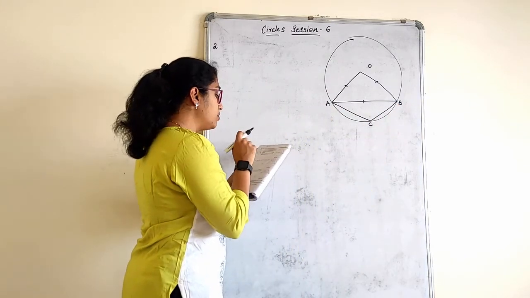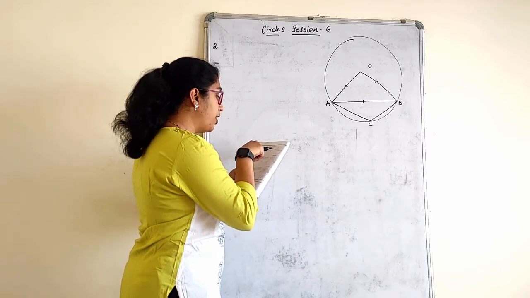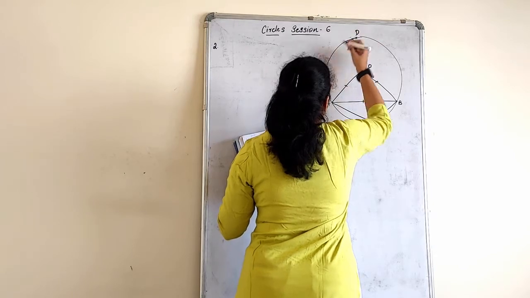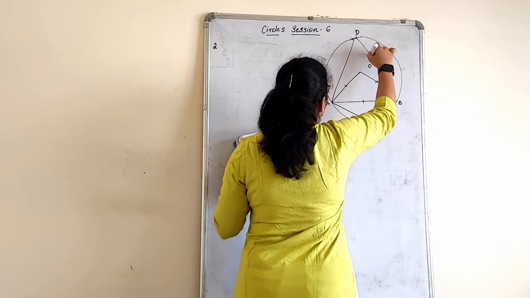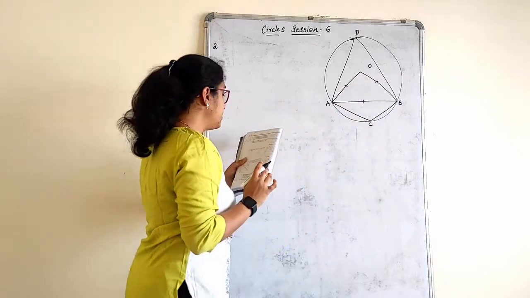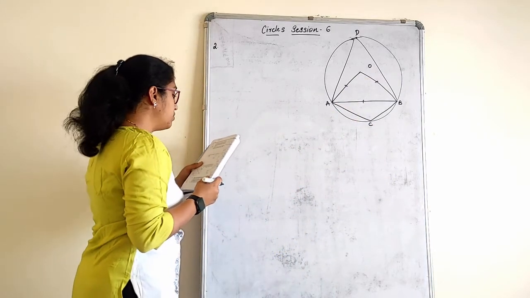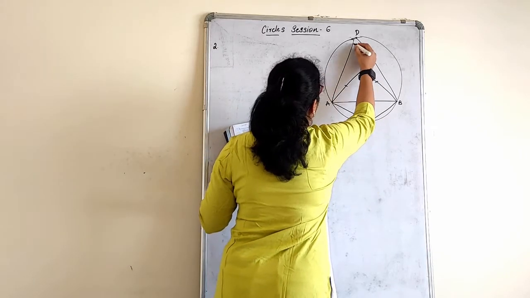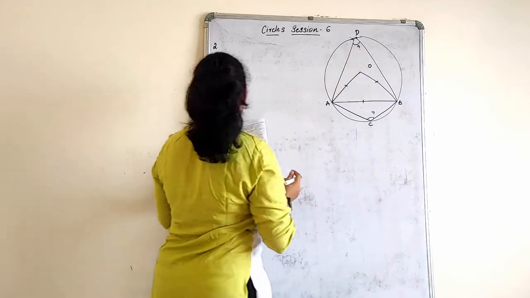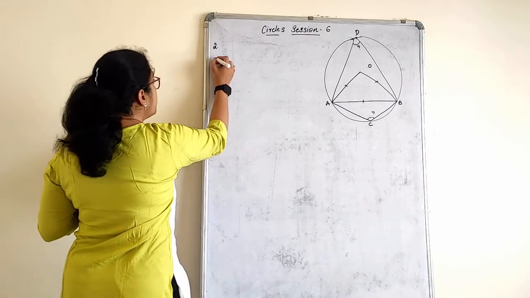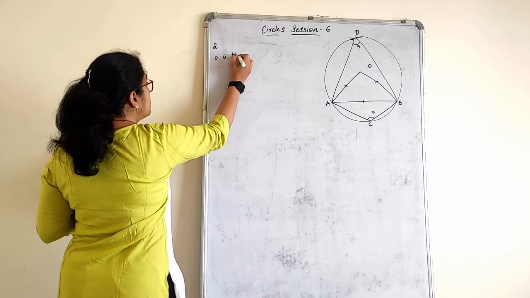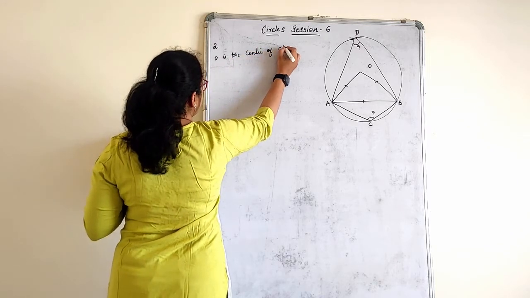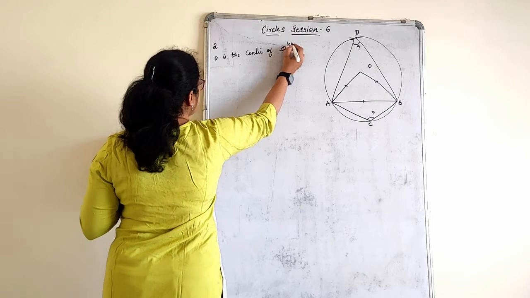Call that point C. Also the point on the major arc, D. We have done this. What do we have to find now? Find the angle subtended by the chord. This angle we have to find, and this angle we have to find, and also the point on the major arc. O is the center of the circle. You can write this.